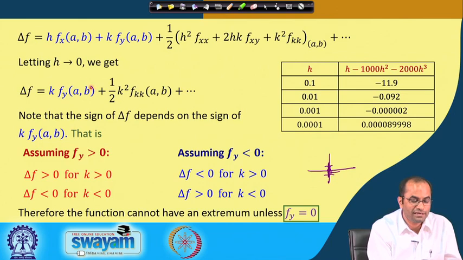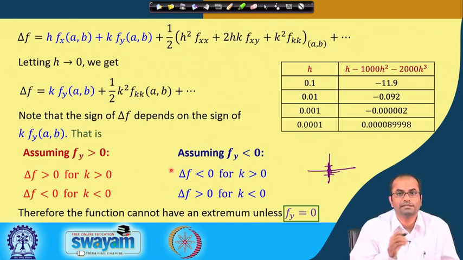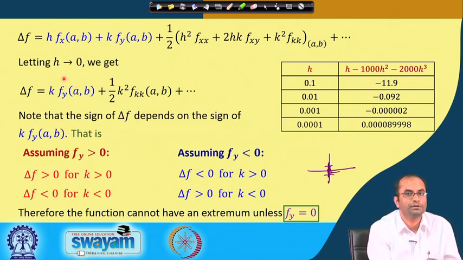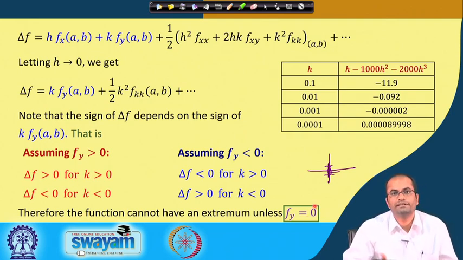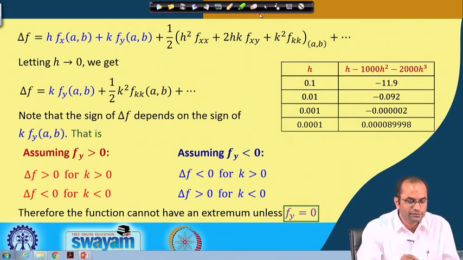So, if f_y is not 0, if f_y is positive, it is changing sign, and if f_y is negative, it is again changing sign. But if this is a point of local maximum, then this should not change its sign, and for that f_y must be 0, because if f_y is not 0, then we have observed that it is changing sign. So, it is necessary that f_y has to be 0, otherwise it will not be a point of local extremum. Moving next now, similarly we can do the following.